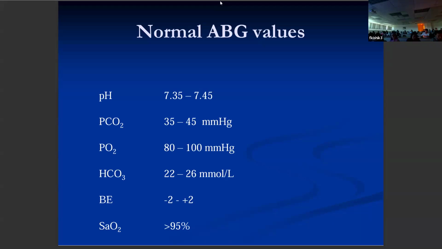Now, your oxygen saturation for a normal person, not COPD or emphysema, cystic fibrosis, interstitial lung disease, any of those things, congestive heart failure. You want it greater than 95. All of us here should be greater than 95. All right. If not, you're hypoxic.